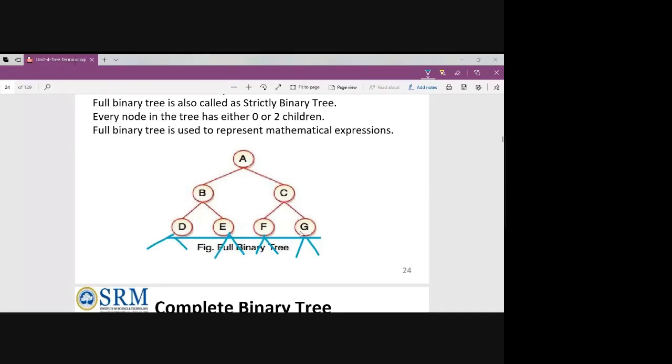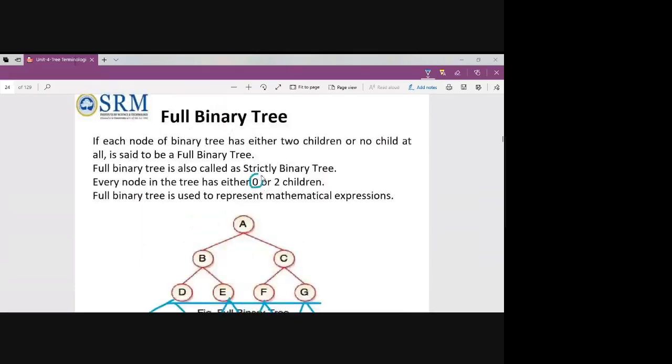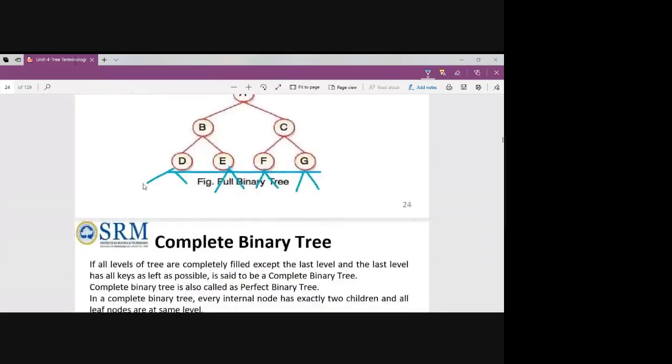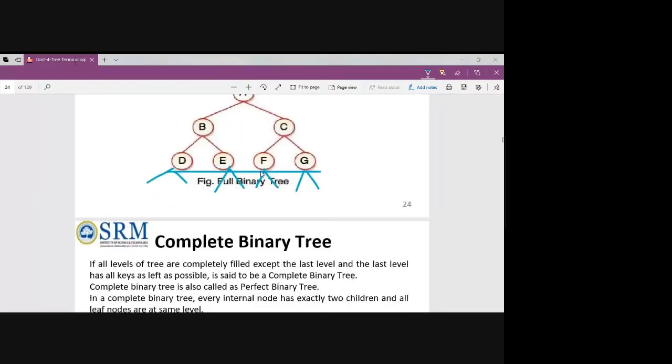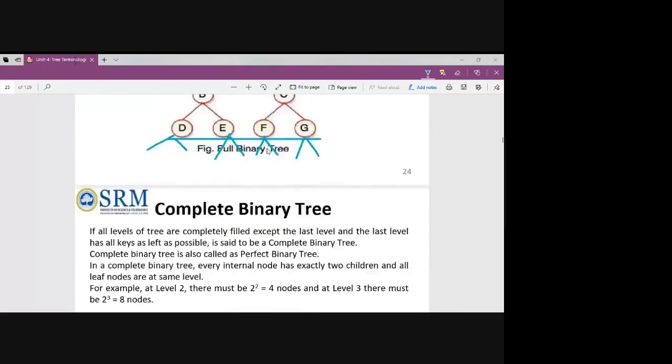Okay, so that is what is called, it can have 0. Why we are telling it as 0 is your leaf node has no children, right? All are in the same level, so it can be 0, but strictly it should be two children. Now when I erase this, I told you when F and G are not having children, this is not a full binary tree.